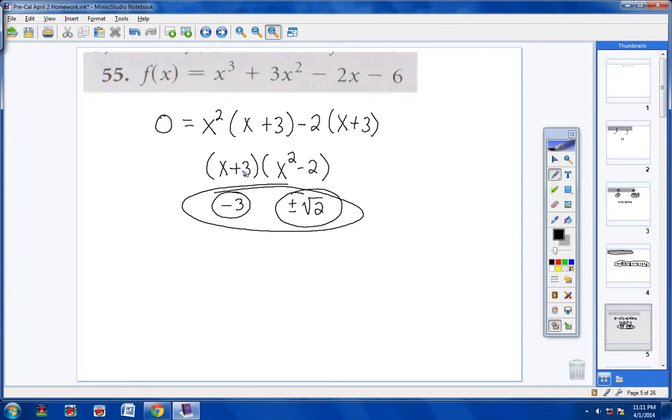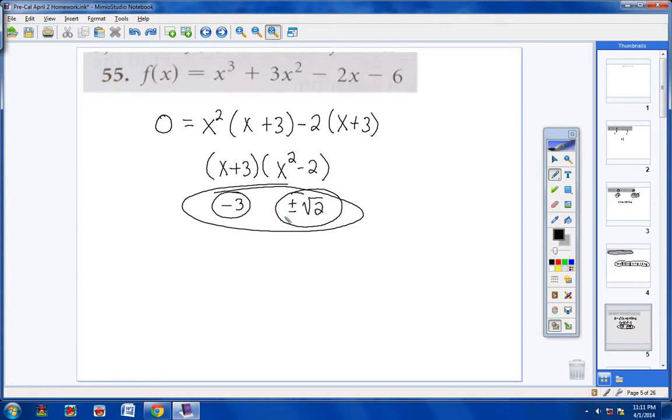This parentheses here is a linear factor. Linear because the degree is 1. This parentheses is not a linear factor because your degree is 2. So this factorization is not good enough. Let me show you what they want you to do.